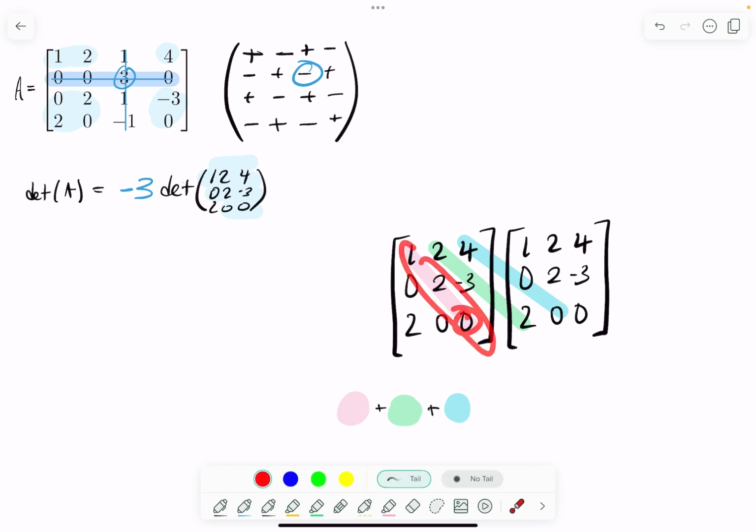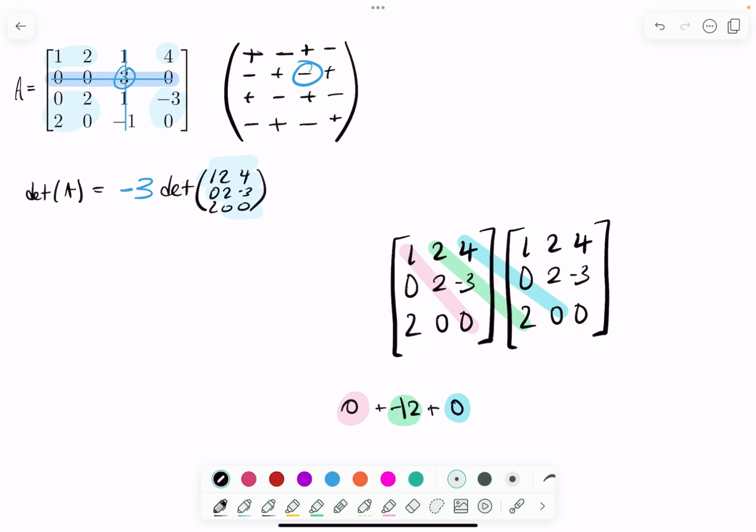So here, this is all being multiplied by 0, so it's just a 0. Here, this is 4 times 3, negative 12. And then here, this is being multiplied by 0, so it's just going to end up being 0. And then you focus on these top numbers. So we focus on this first top number, and we go down until we have 3 numbers highlighted. Second top number, go down until we have 3 numbers highlighted. Another top number, and we go down until we have 3 numbers highlighted.